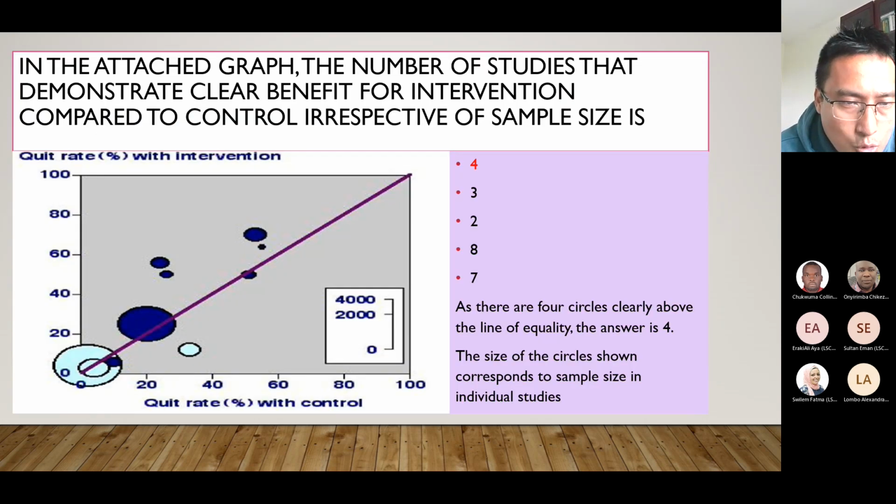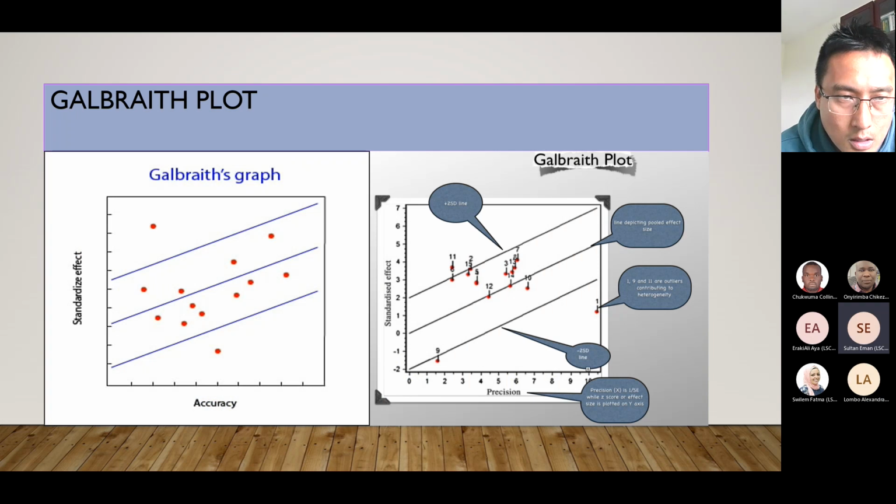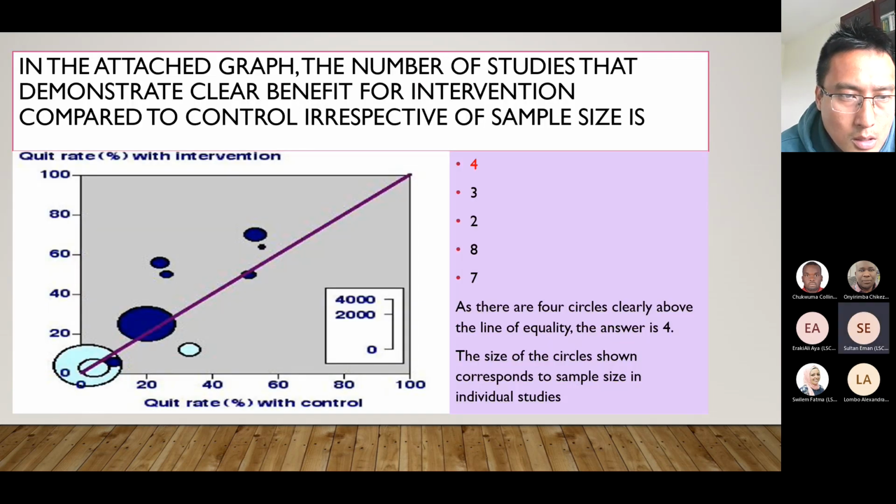Let us do one more question over here. From this, how many of the studies show better results in the treatment arm? 4. 1, 2, 3, 4. If it is control, this 1. So is this clear to everyone? Yes. What does this graph measure? Is it heterogeneity?